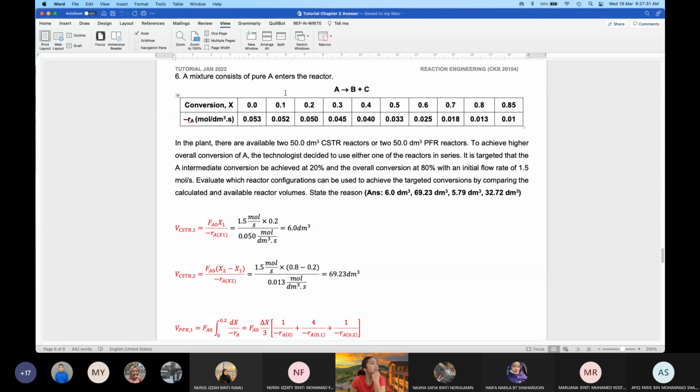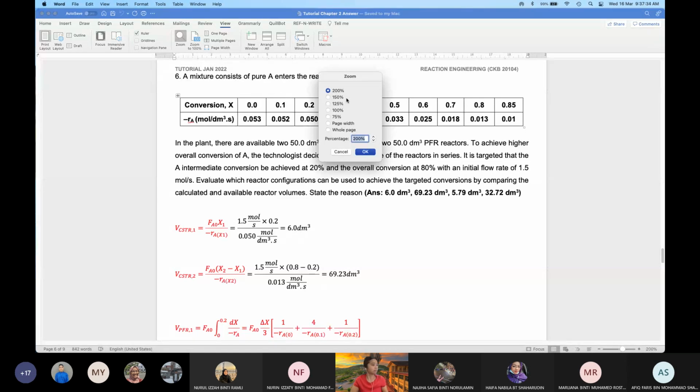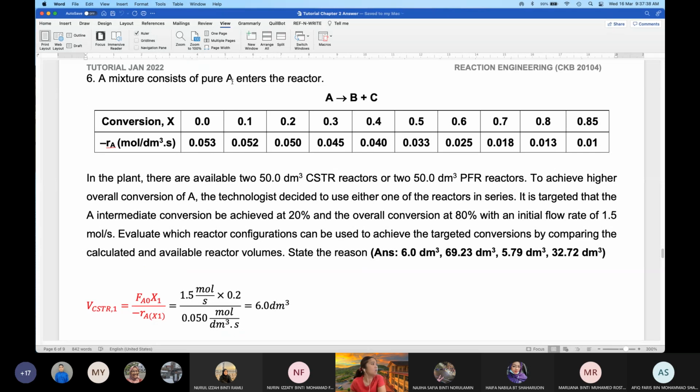Okay, so for question number 6, all right, we have a mixture consists of pure A enters the reactor. Okay, so whenever you see the word pure, okay, pure A, you know it means it's 100% of A that enters initially. So that implies that there's only one reactant, and the second implication, it means there are no other compounds in the system initially except for A. Okay, so maksudnya kalau in terms of mole percent, 100% mole A. Ataupun dalam terms fraction, YA0 is actually 1. Okay, so that one is extra information, extra knowledge for you. Kalau dia kata pure A enters the reactor initially, dia ada dua implication. First implication is only one reactant, reactant A.